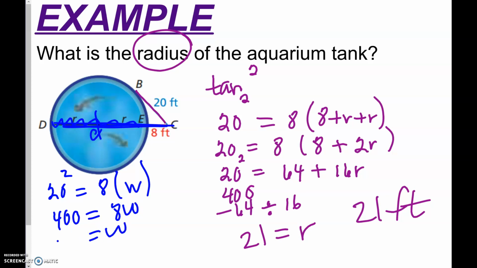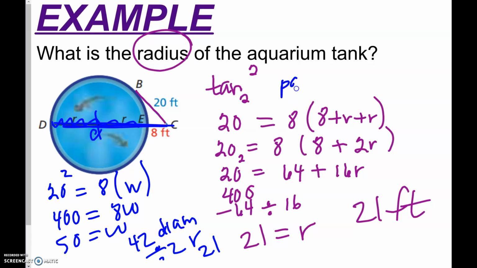So my W is 50. I subtracted that 8 and got the diameter to be 42. So the diameter is 42. And then I divided by 2 to find the radius. And either way, you're still going to get 21. So whichever way mathematically works for you. The big thing is that you're setting it up correct so that you're doing part times the whole thing. That's the big part.